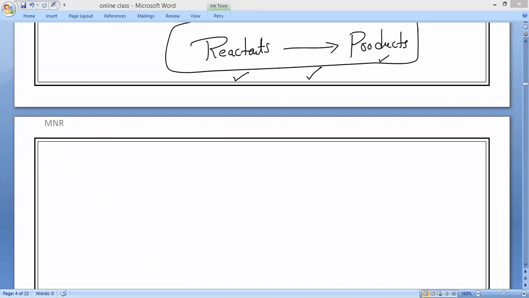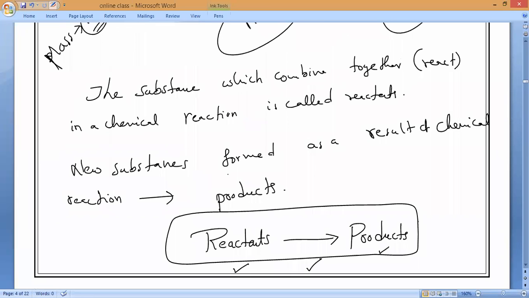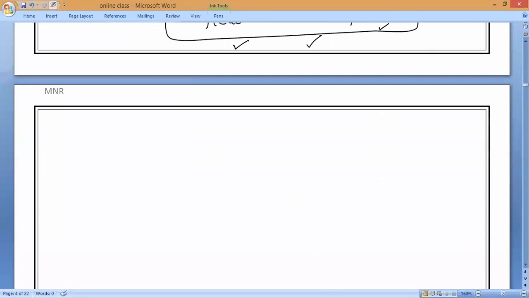Sir, I can't understand the last part alone, sir. Which one, Omar? What is this product, sir? Products means after chemical reaction. I will tell you one example, then you will understand.